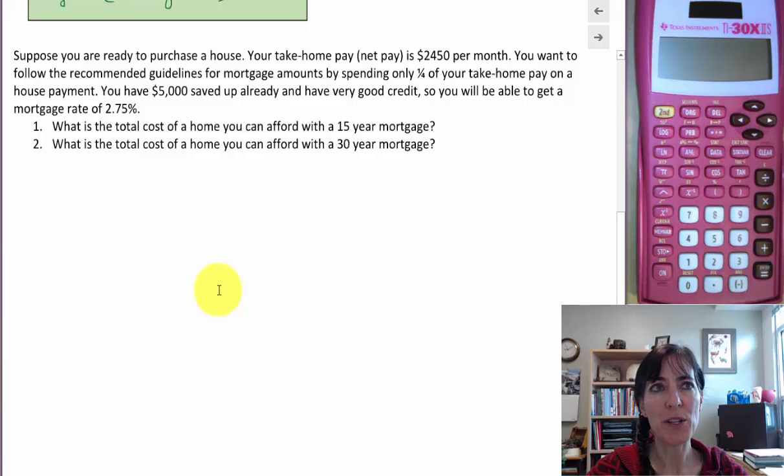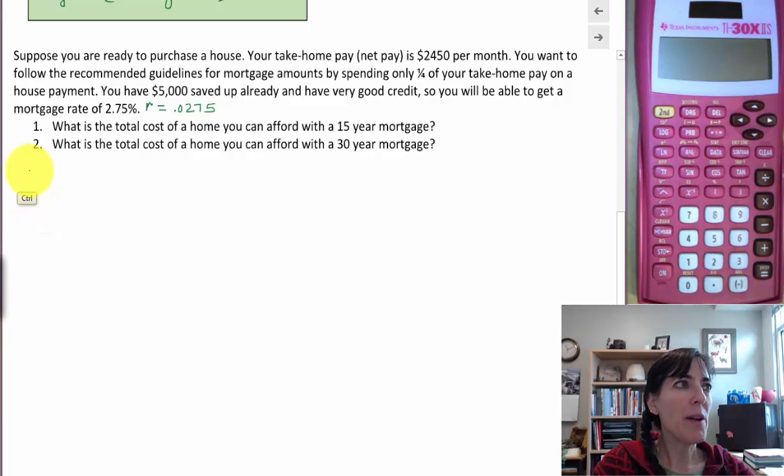Suppose you're ready to purchase a house. Your take-home pay, or your net pay after your taxes, is $2,450 per month. You want to follow the recommended guidelines by spending only 1/4 of your take-home pay on a house payment. You already have $5,000 saved up and you have very good credit, so you'll be able to get a mortgage rate of 2.75%.